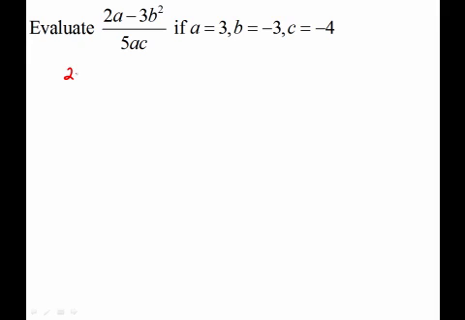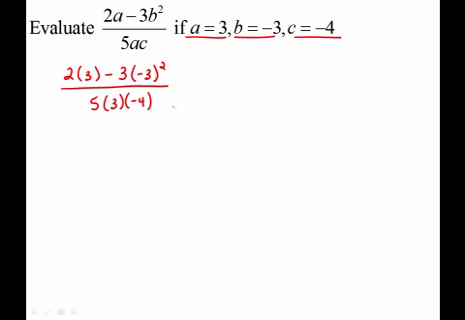So 2 times a, which is 3. And when you substitute in, you should always use parentheses. Minus 3b squared over 5 times a, which is 3, times c, which is negative 4. And again, I just got the values from right here. And now it's just a matter of doing the operation.